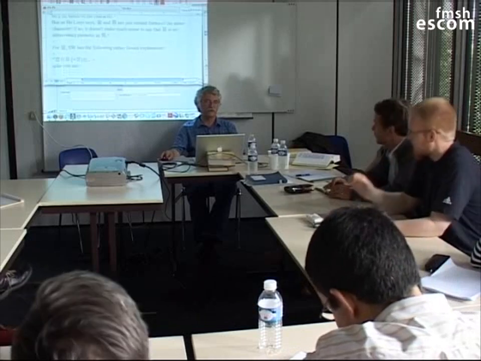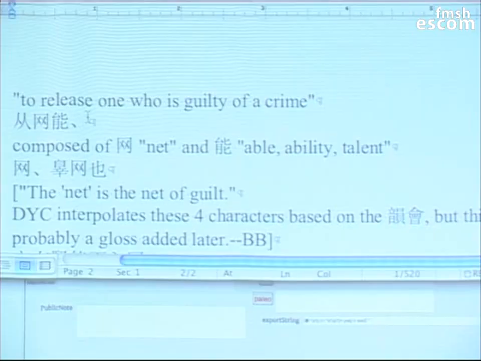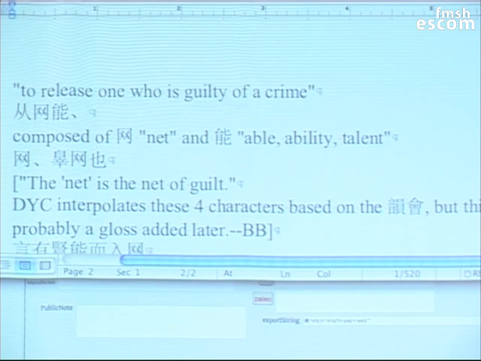Okay, so let's look at what the Shuowen says about this thing. It says, qian you zui ye, means, again, to move. Well, again, I'm unsure about how qian is here. It seems to mean to release one who is guilty of a crime. So it's some kind of pardoning. At least that's what seems to be implied by Duan Yuzhai's annotations here. Cong wang neng, okay, composed of net and neng, able, ability, talent. Wang, zui wang ye, okay. Wang, the net, is the net of guilt. So it's a metaphor for being caught up in something bad, right?